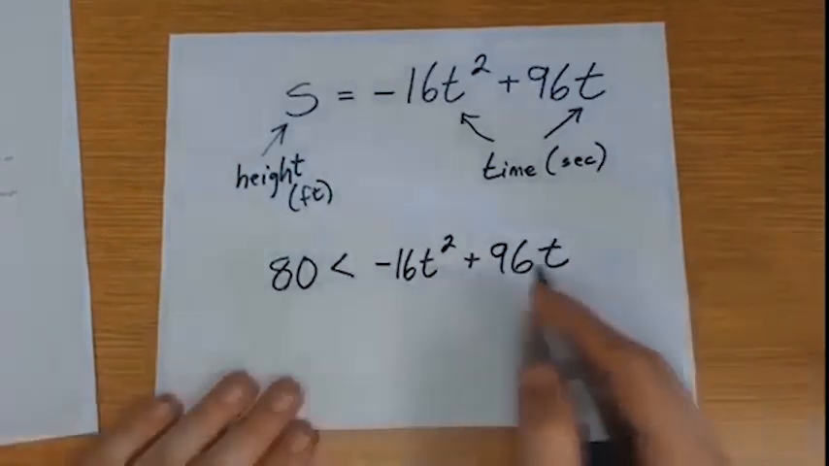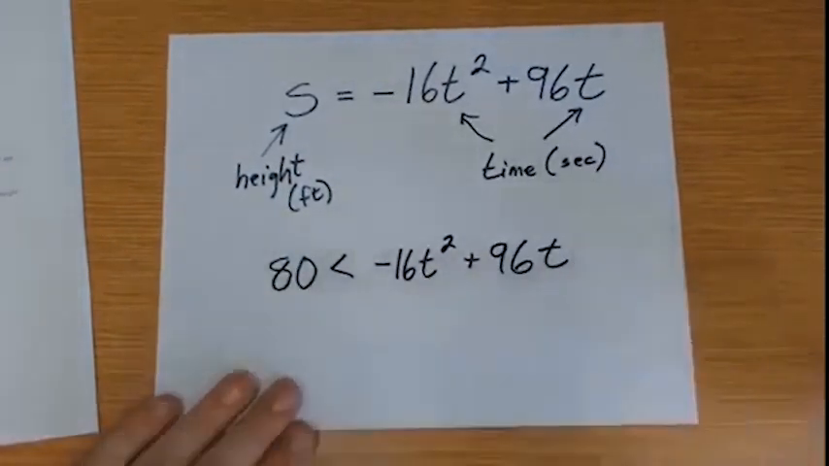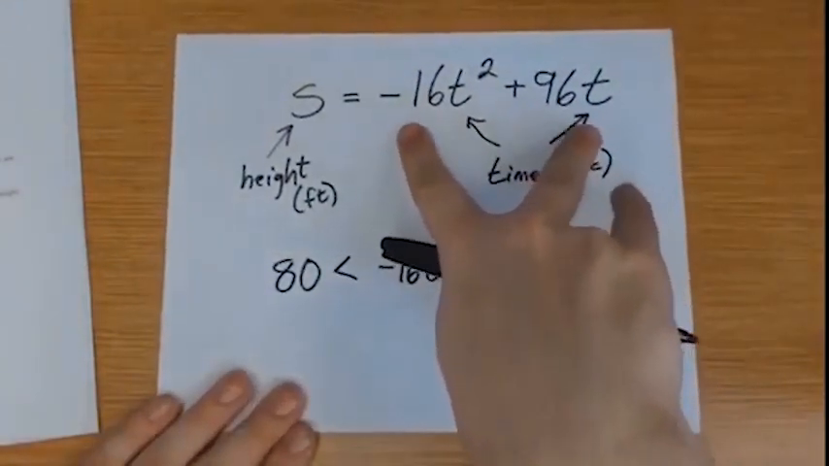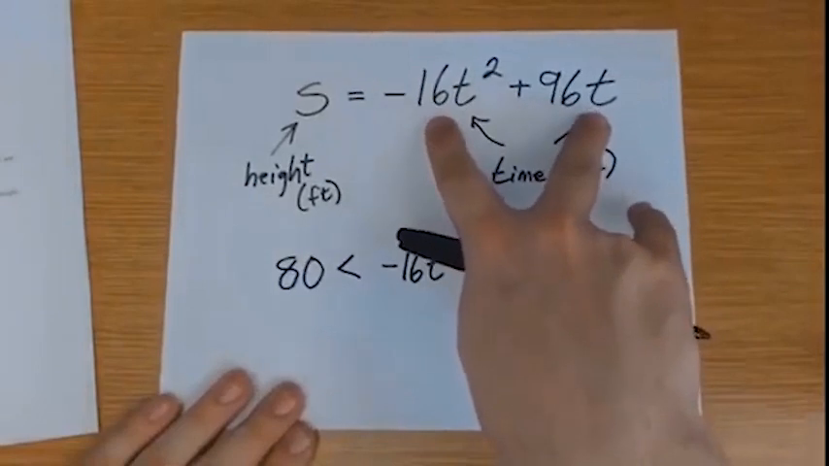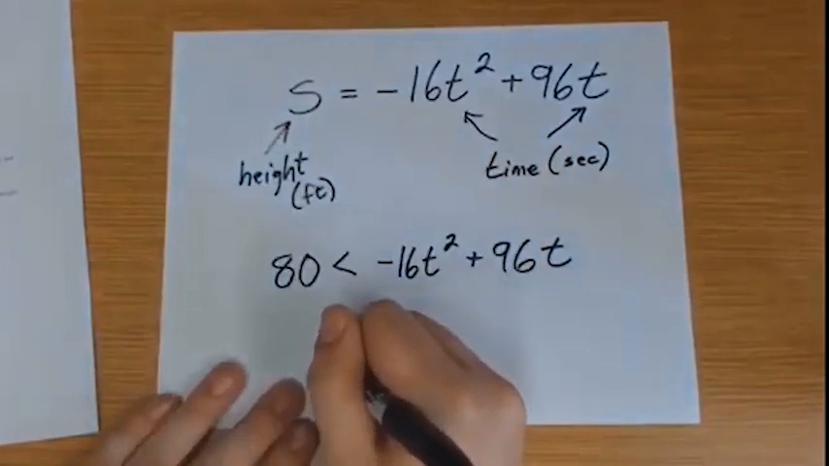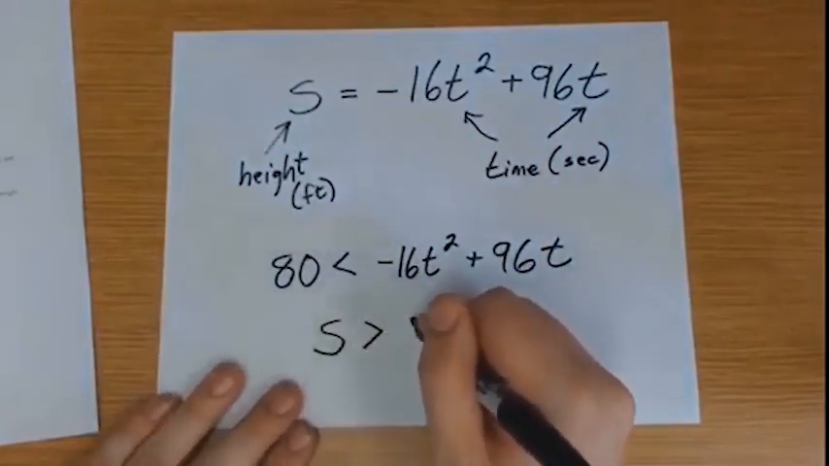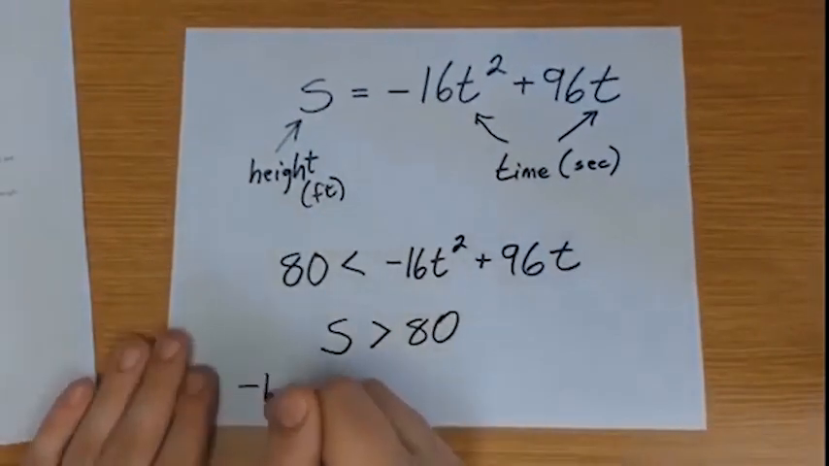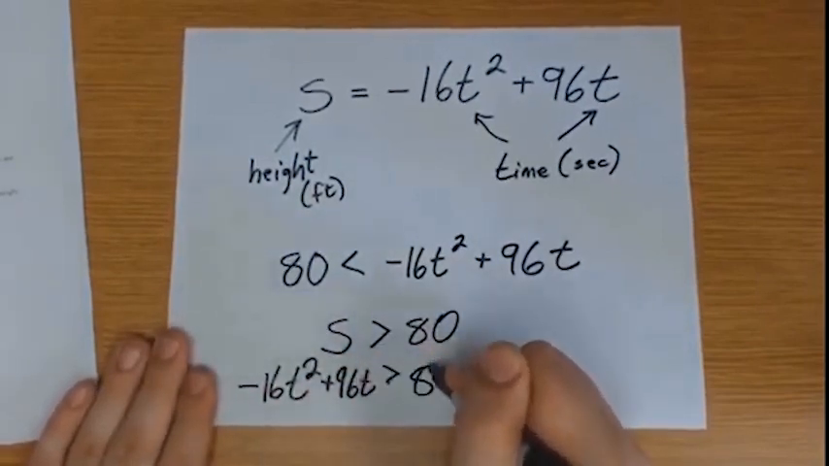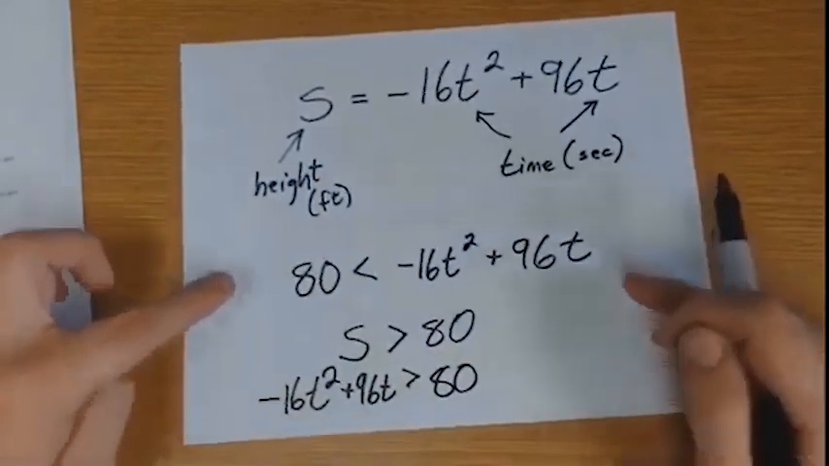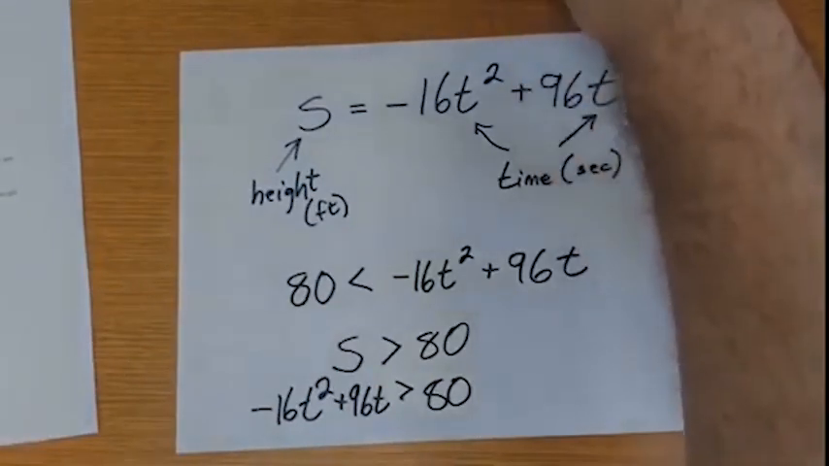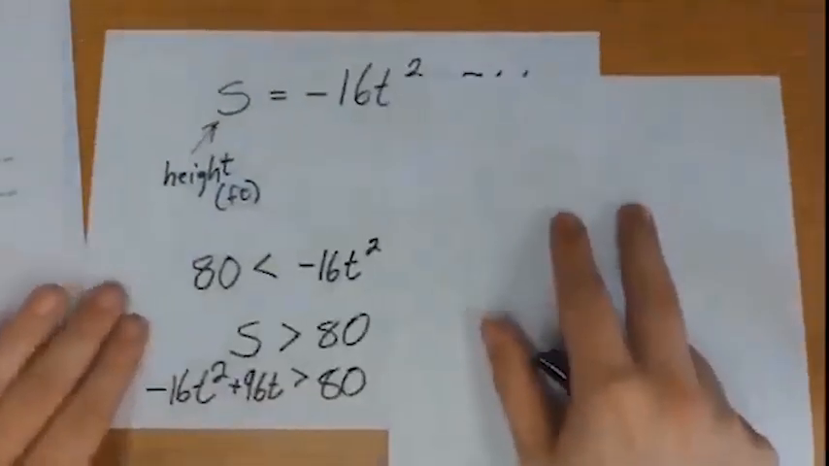Think of it this way. If you don't want to think of it in terms of less than, this negative 16t squared plus 96t is s. So if we say s greater than 80, s greater than 80. No, that's the same thing. Either way you write it. So let's actually solve this.